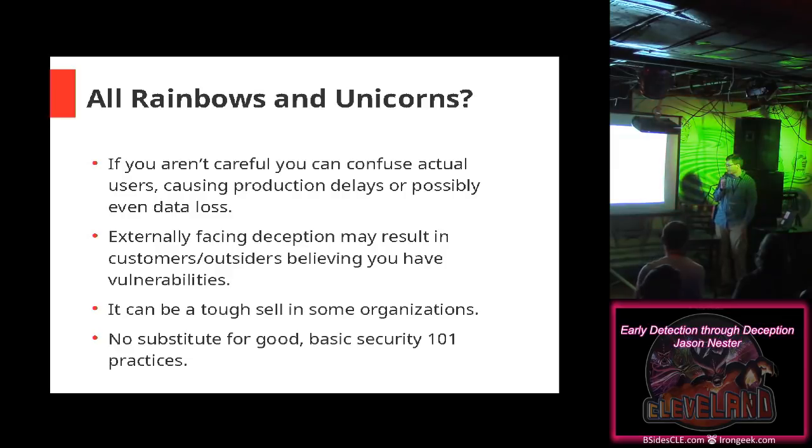Externally facing deception may result in some tweets out there saying, hey, did you know that company has a whole bunch of stuff exposed to the internet and they're super vulnerable? Guilty. I've set that up and I have had those Twitter comments. So it's a matter of knowing whether or not your company is willing to accept that. So always work with your company before you just go putting things out on the public internet. It can be a tough sell.